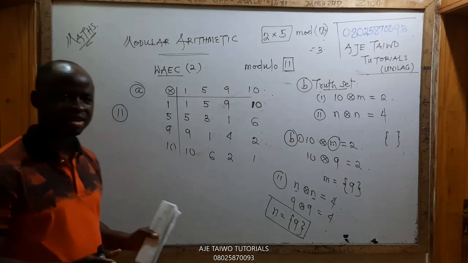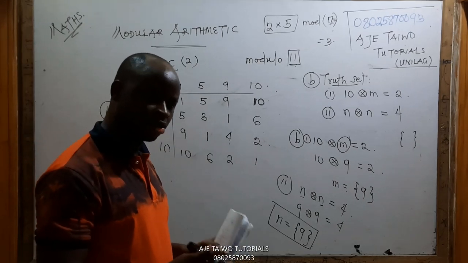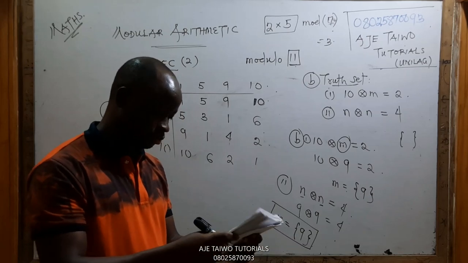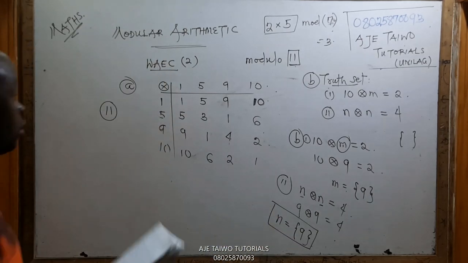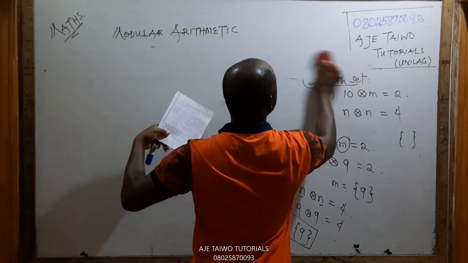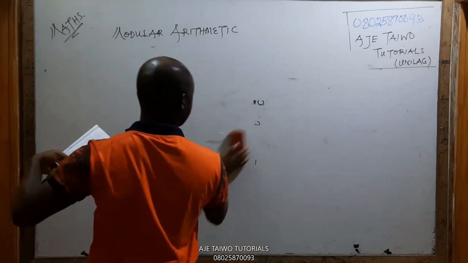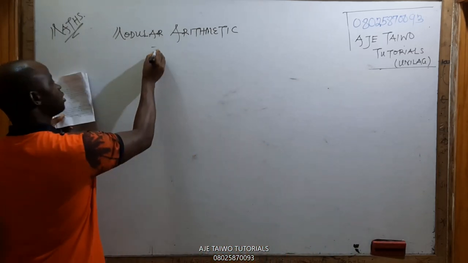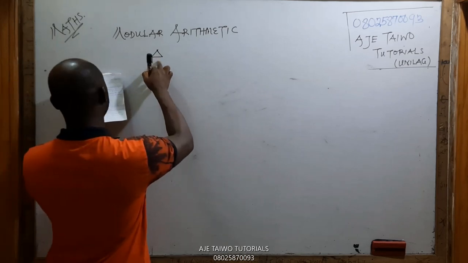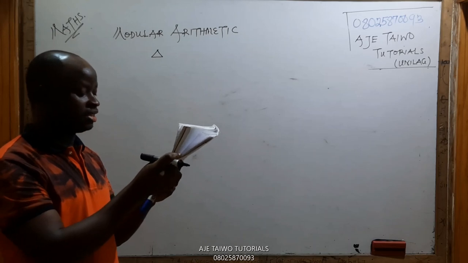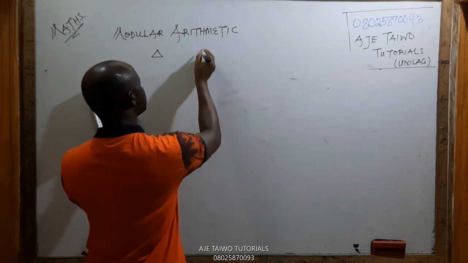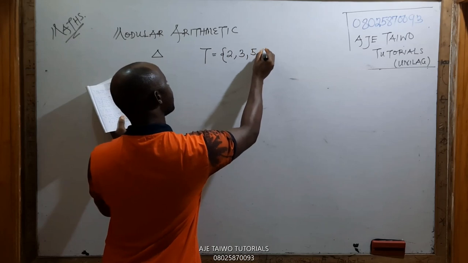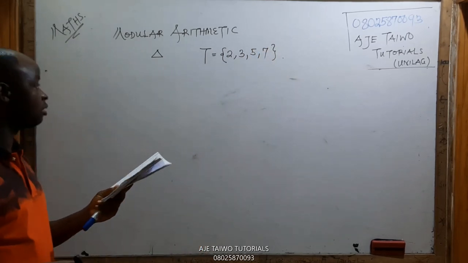Just take note. You'll get a lot of assignment on the WhatsApp I will send to you. A lot of assignment you will do. Take this one down as the last question for today. Please write. The operation triangle is defined on the set T equals 2, 3, 5, 7.